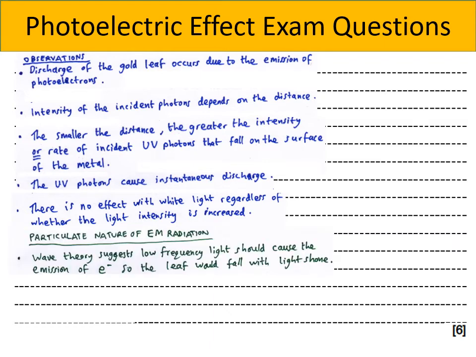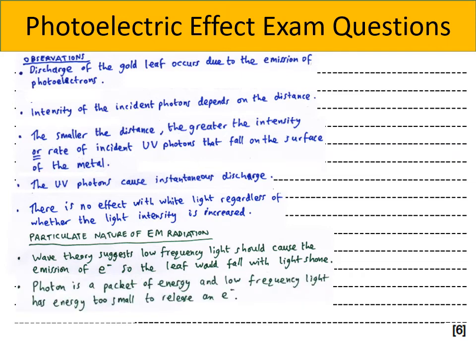Now we can look at the particulate nature of electromagnetic radiation. We can begin by talking about the wave theory, which suggests that low frequency light should cause the emission of electrons, photoelectrons, so the leaf would fall with light shone upon it. But a photon is a packet of energy, and low frequency light has energy too small to release a photoelectron.